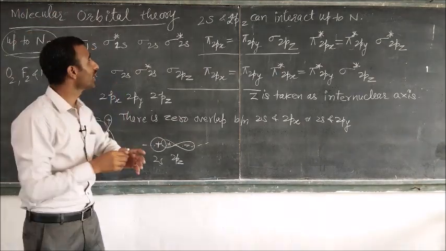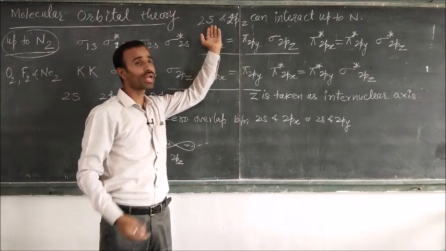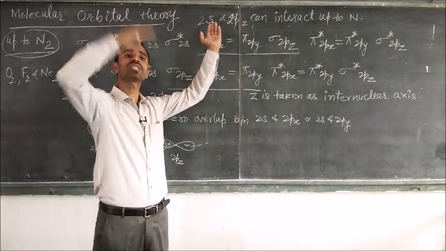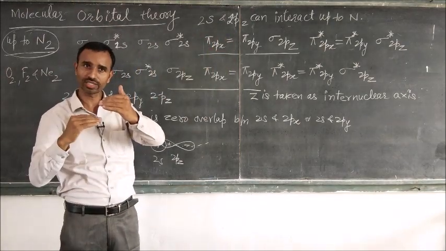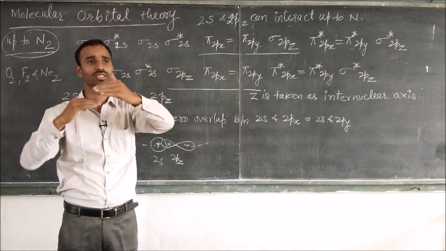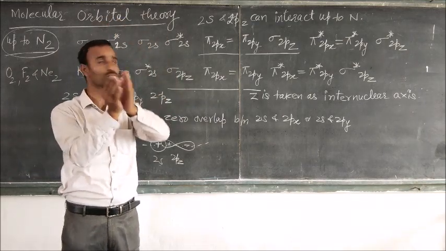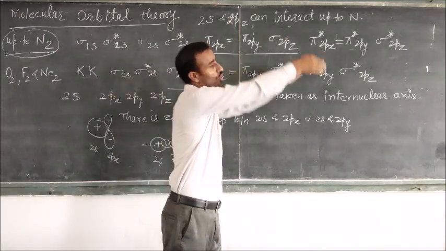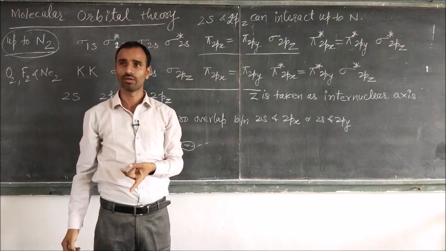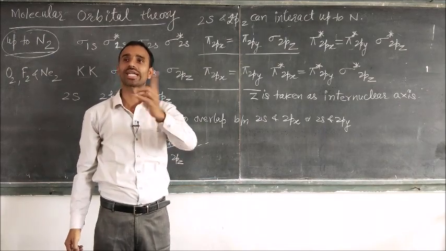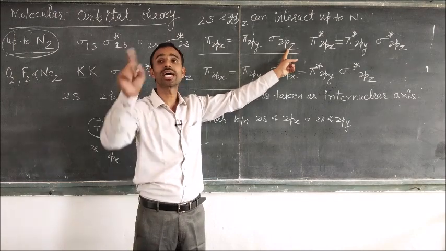But when they interact up to nitrogen, one has lower energy and the other has higher energy. So obviously 2s is of lower energy and 2pz is of higher energy. That's why the gap increases when they interact. That's why sigma 2pz crosses pi 2px and pi 2py, because of interaction. That means in this sigma 2pz there is sp character.